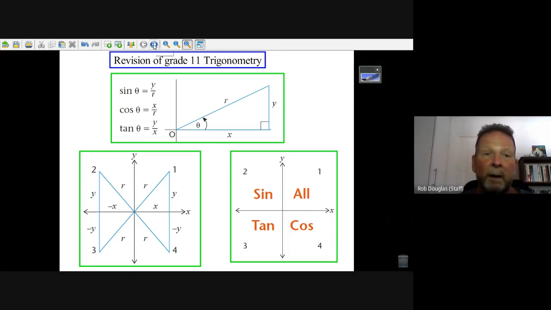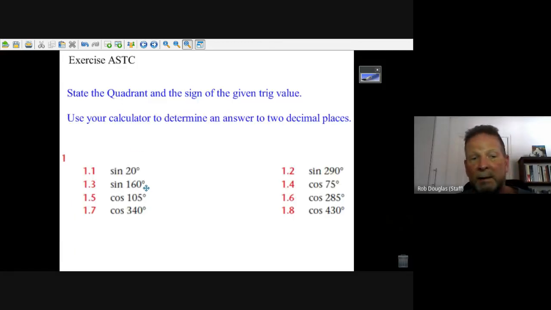Now I've got a little exercise here where you take the sine of 20 degrees. I want you to go to where it is and decide which quadrant that is, and is it positive or negative? And then go and press the button on your calculator and it'll tell you if you've done it right, because it's going to give you an answer. And you can write it down to 2 decimal places. Okay, well that's it. That's where we'll get started.